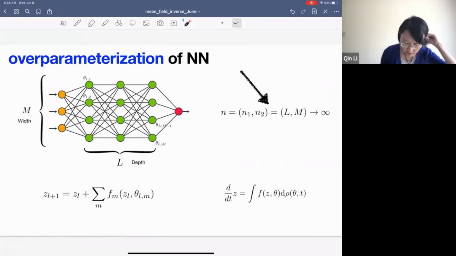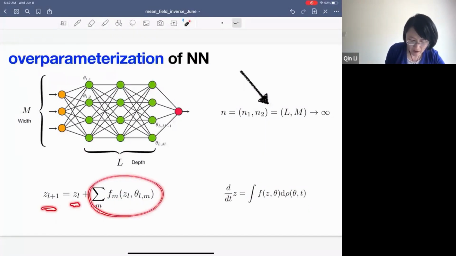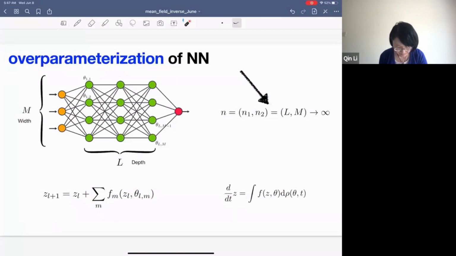Okay, so for the residual network, this is the updating formula. You come in as Z_L, and I update the solution Z_L to the new solution Z_{L+1} by summing up the contribution of all the neurons at this layer. At this particular layer, all this theta get parameterized by L, and there are M of them. This is the activation function. It tells you that from previous layer solution to the new layer solution, I need to add up the contribution of all neurons acting on this current stage.